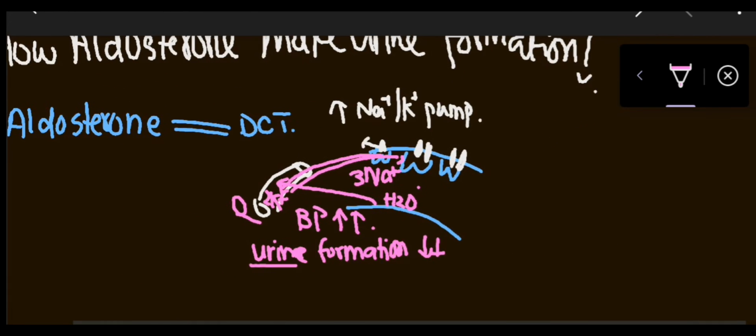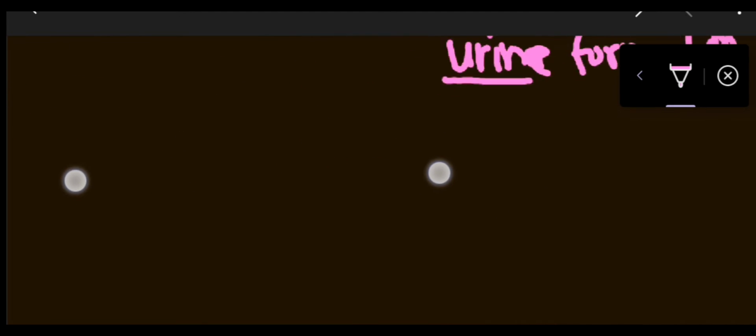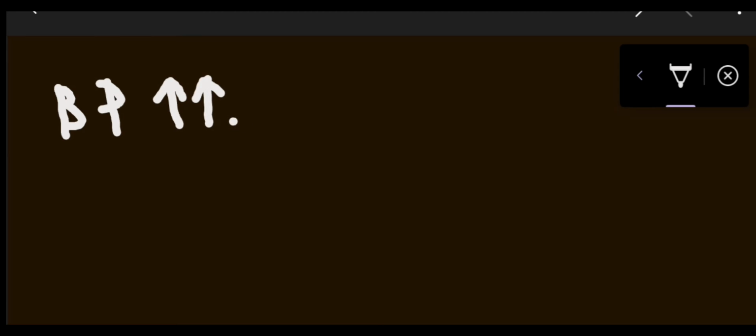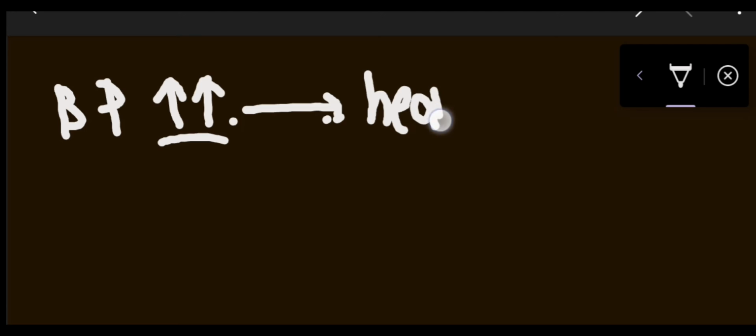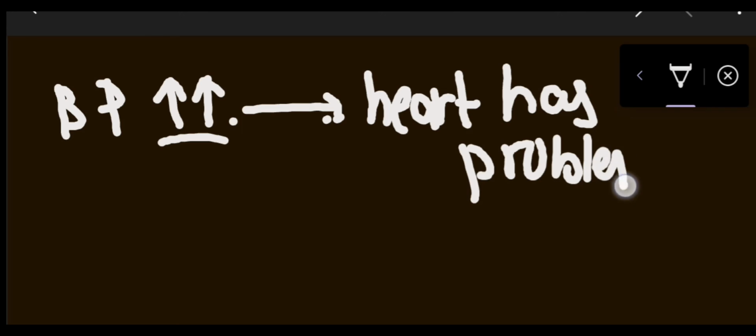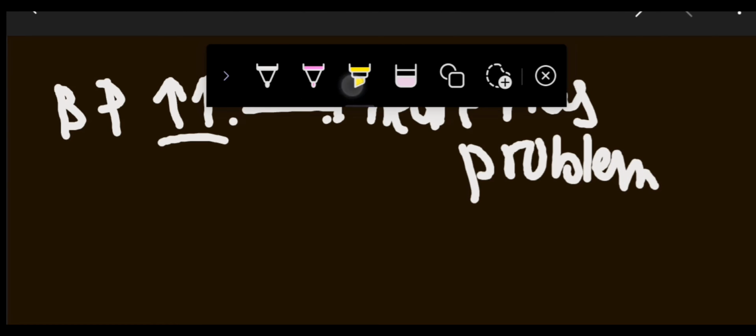Now here another question arises. The question is, when BP is increased, which organ has the problem? As we have discussed, when BP is decreased, renin and aldosterone are released. So now when BP is increased, this is the heart. The heart has a problem when BP is increased. So now let's see what the problem in the heart is when we increase the BP.